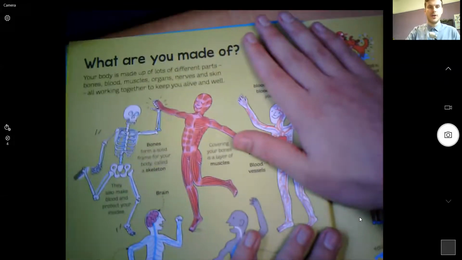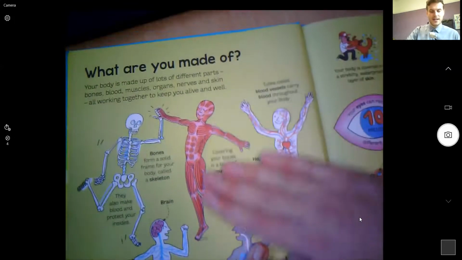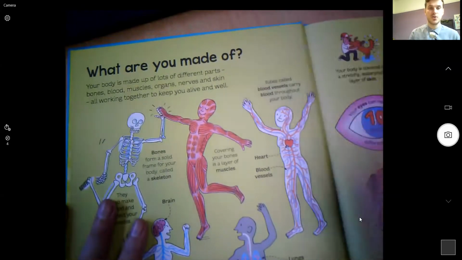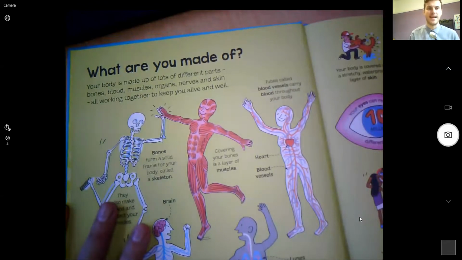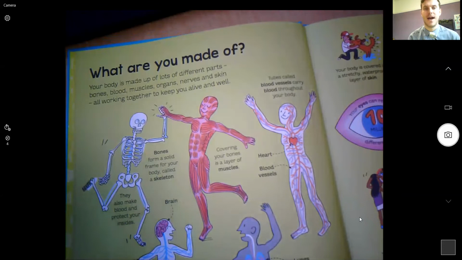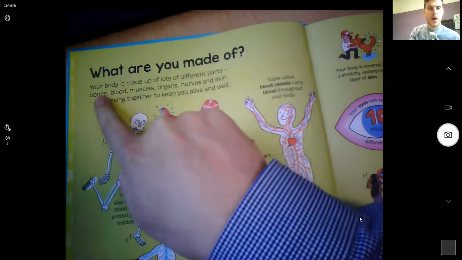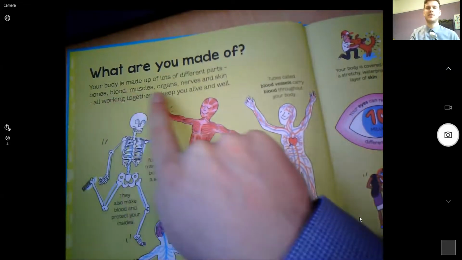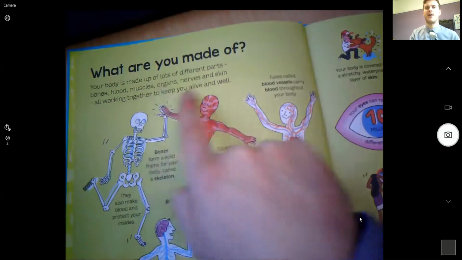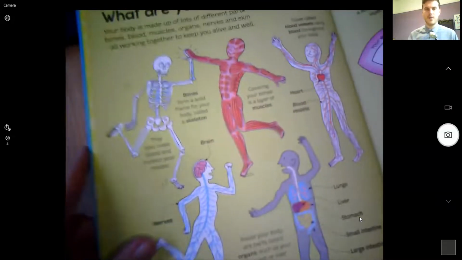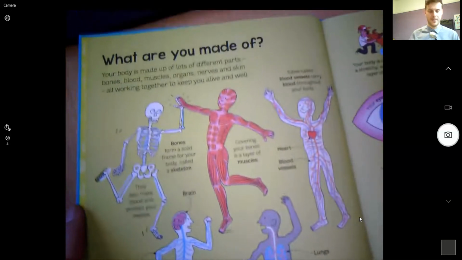So, what are you made of? Your body is made up of lots of different parts, including bones, blood, muscles, organs, nerves, and skin, all working together to keep you alive and well. Now, there might be some words in there that you've heard of. Hopefully, you've heard of words such as bones and blood before. These ones towards the end, organs and nerves, you might not have heard of. So we will be covering those this half term. We're going to start on this page, okay? And we're going to look at what makes up the human body.